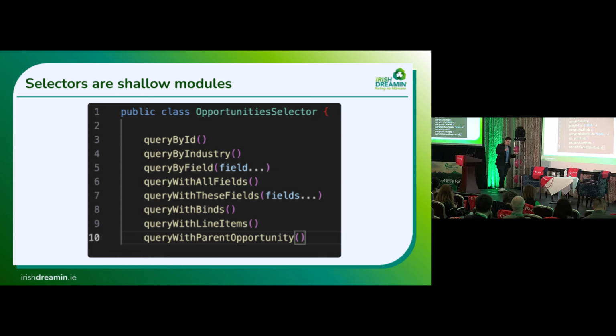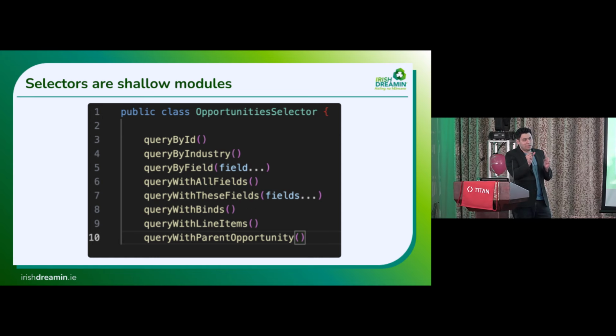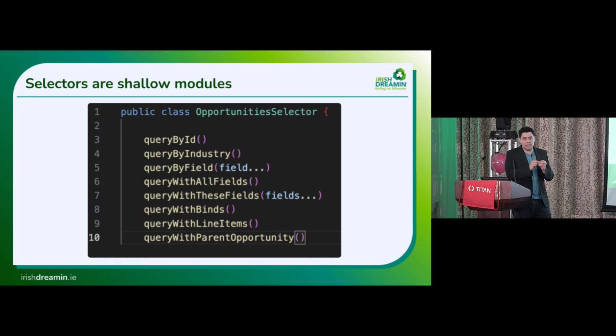Why? If we remember, the definition of a shallow module is very high complexity, very little value. Each method just gives me a little value. It's almost like, well, with this query, I can only query that. If I need something else, I need to create another method.